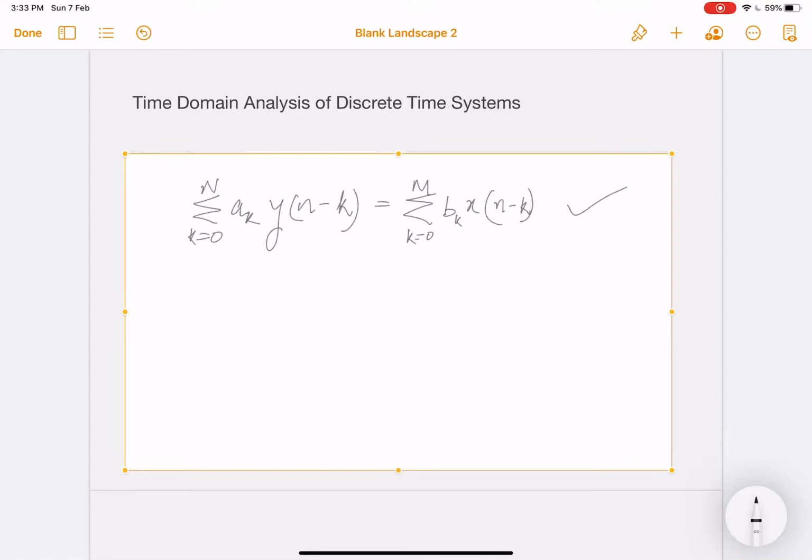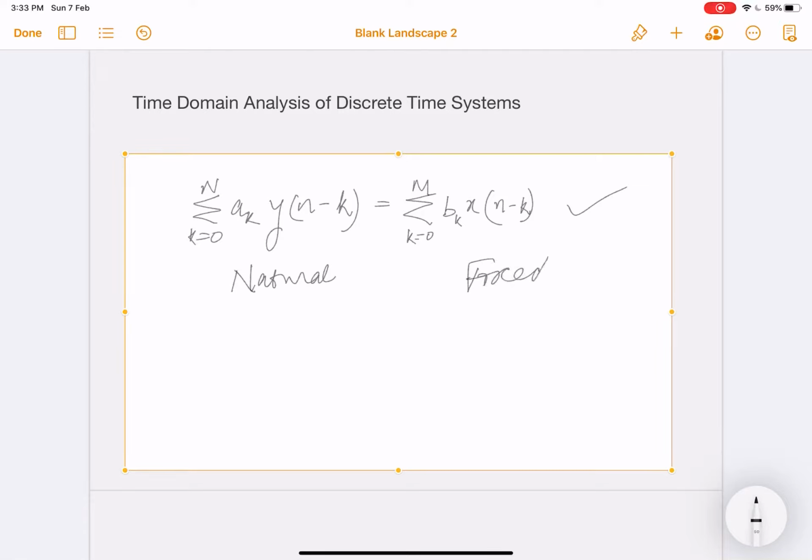One is to directly solve it, or we can even use the linear properties to solve it. So today we are going to consider one of the procedures. We are going to break the solution into two parts. What are the two parts? One is called natural response and the other is called forced response.